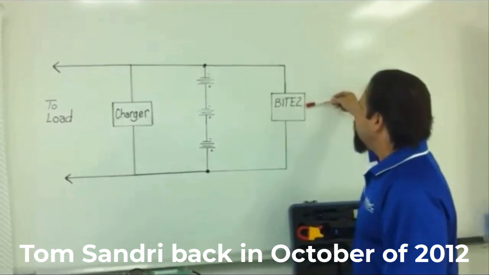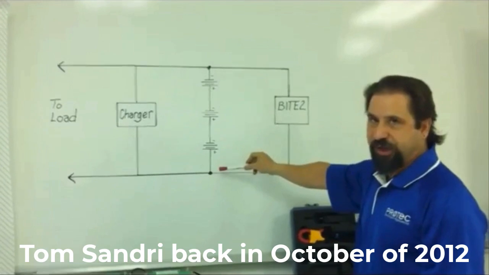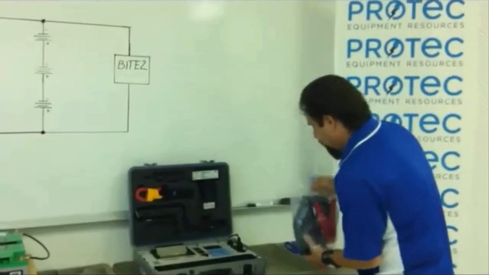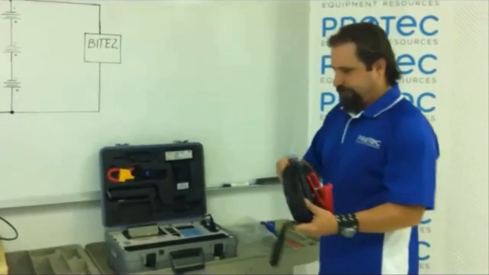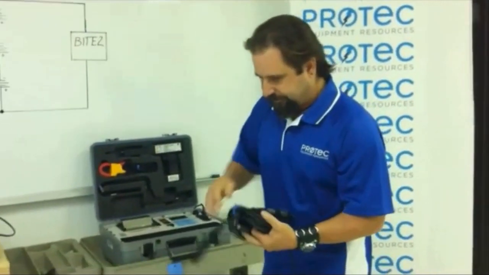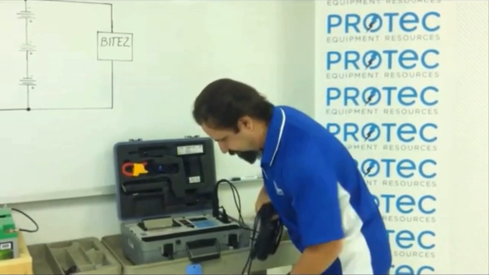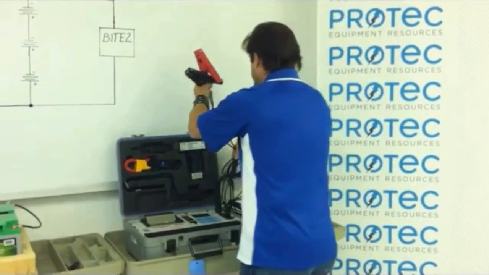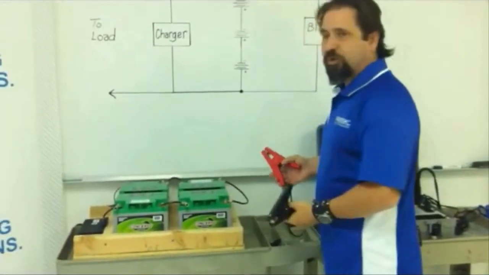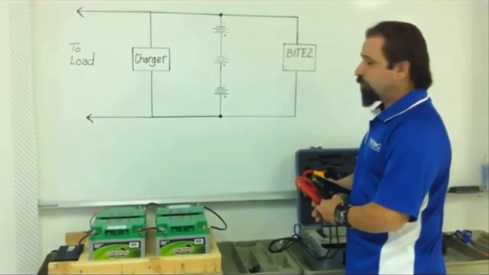the BITE 2P will actually get connected in parallel across the battery string that we're going to test. So, the unit comes complete with a set of current leads, and then plugging the opposite side across the battery string that we intend to test, similar to the way I have it drawn on the board here.